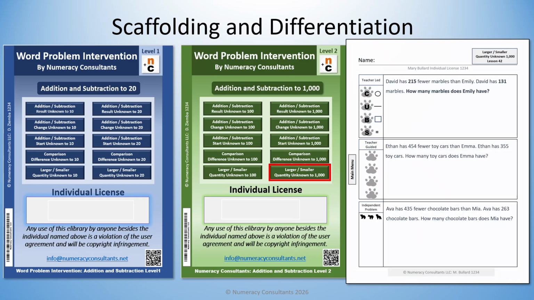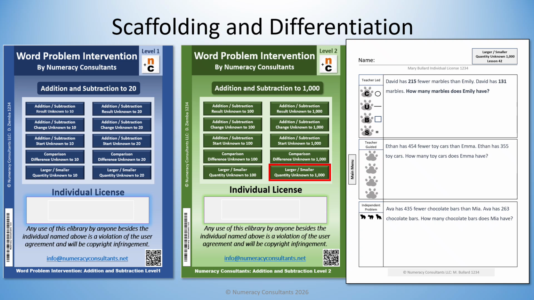schema, okay? So say you have this problem, and if you read this problem, it's a very difficult problem. It says David has 215 fewer marbles than Emily. David has 131 marbles. How many marbles does Emily have? So it's tricky because it's saying David has 215 fewer than Emily. We don't know how many Emily has, but David has 131. So you actually have to add 215 to what David has to get it. But because it has the word fewer in there and it's very confusing, your students may really struggle with this.